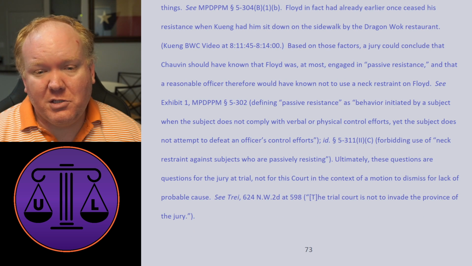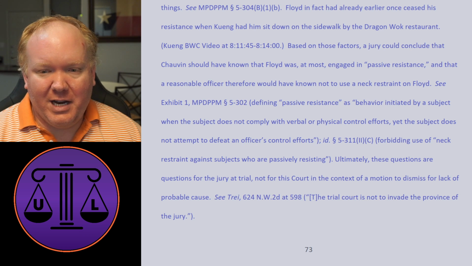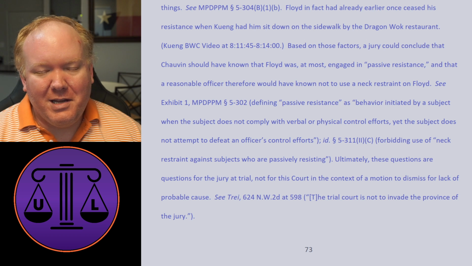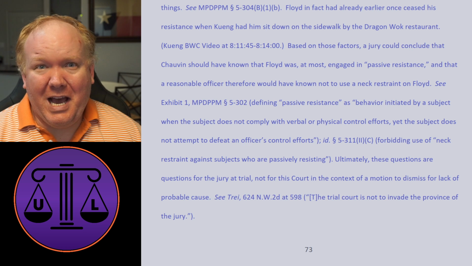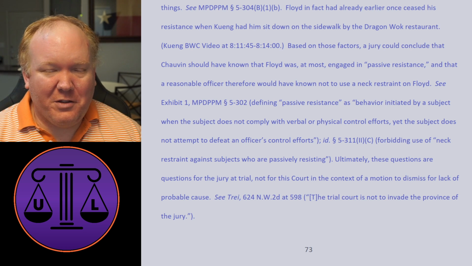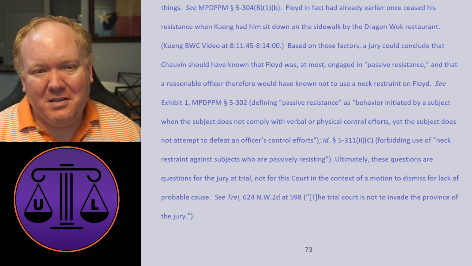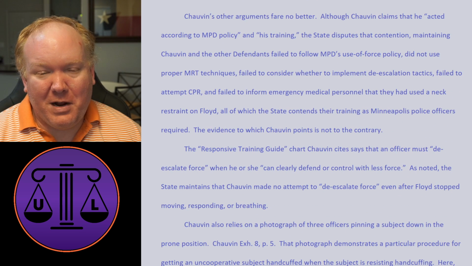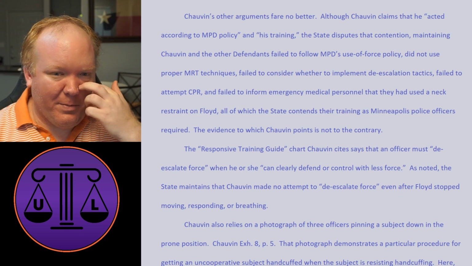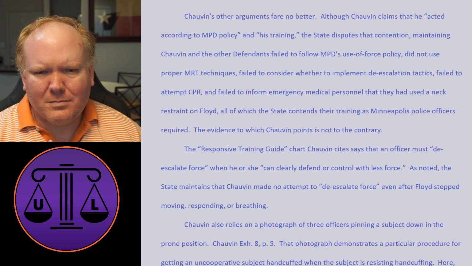Ultimately, these questions are questions for the jury at trial. Yes, talk to the jury about it, not us. Not for the court to consider in a motion to dismiss for lack of probable cause. Yeah, the jury might believe this. That's their call. But does the state have enough to convict? Yeah, they have enough. Whether or not the jury believes you or some alternate version is their call. But do they have enough in isolation? Yes. No problem. I 100% agree with the court. No problems here. Chauvin's other arguments fare no better, except for the one where I was like, yeah, that's a little dubious, but it's a minor point at this point.